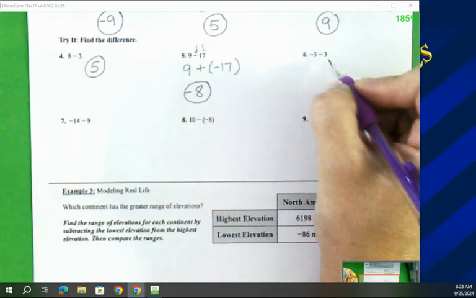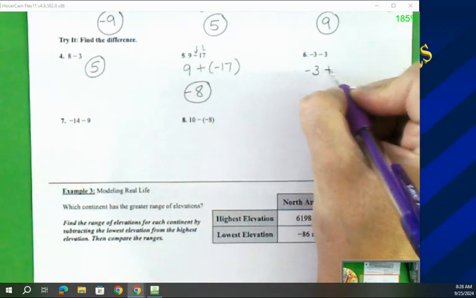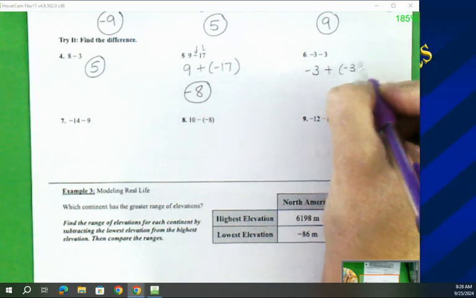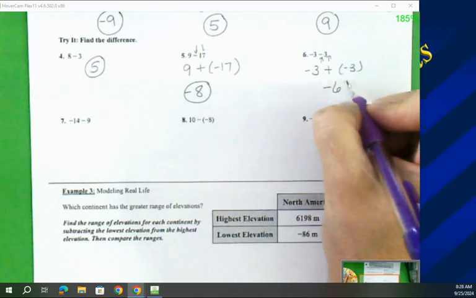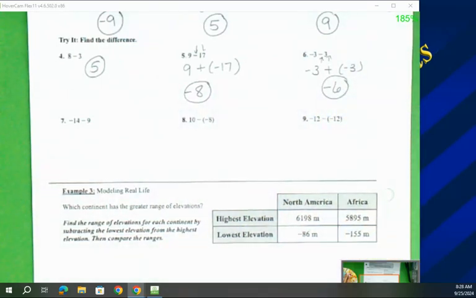Here we have negative 3 minus 3. That's rewritten as negative 3 plus negative 3, adding the opposite. And negatives plus negatives are a whole lot of negative, so we have a total of negative 6.